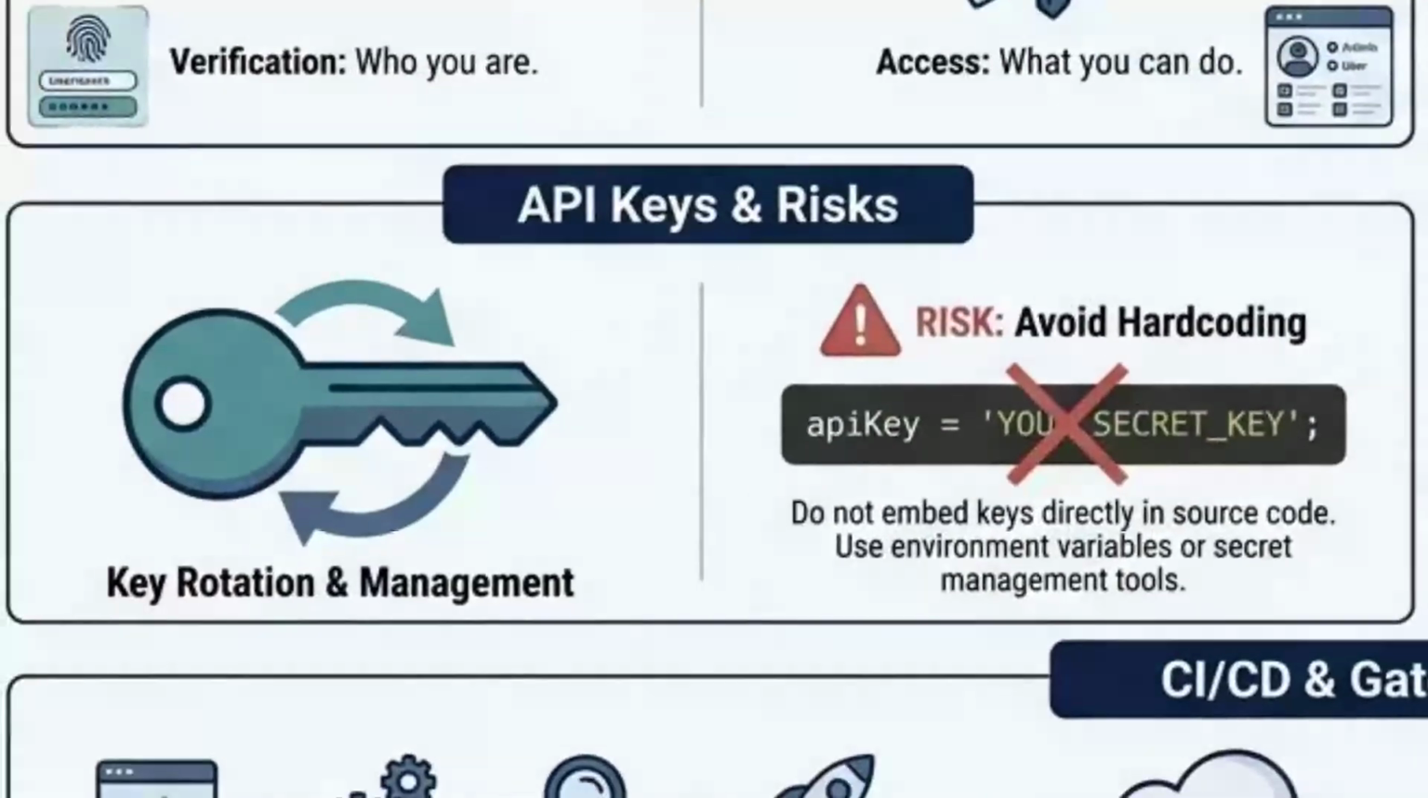API keys are like digital passwords that give applications permission to access services, so keeping them secure is absolutely critical. Never make the mistake of hard-coding your keys directly into your source code. This is a major security vulnerability that exposes your credentials to anyone who can view your code.